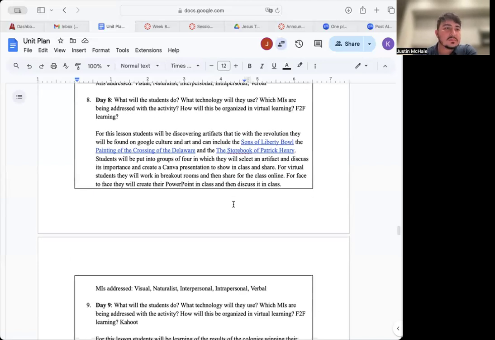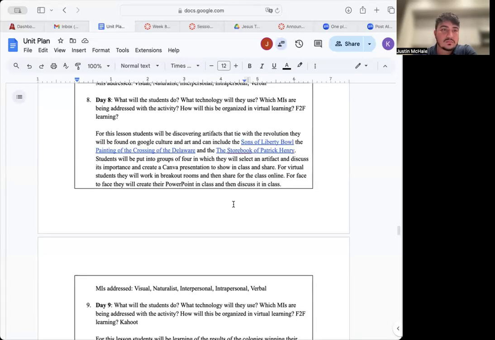Day 8 is our artifact day. For this day, students are going to be discovering artifacts that are part of the revolution. For example, I have the Sons of Liberty Bowl, and the painting of the crossing of the Delaware from the storybook of Patrick Henry. These are all found in Google Arts and Culture. They're going to be able to use that source to find some artifact.